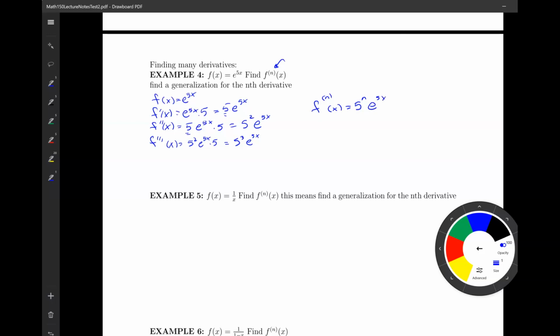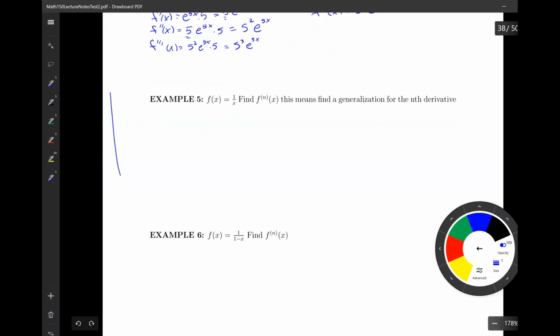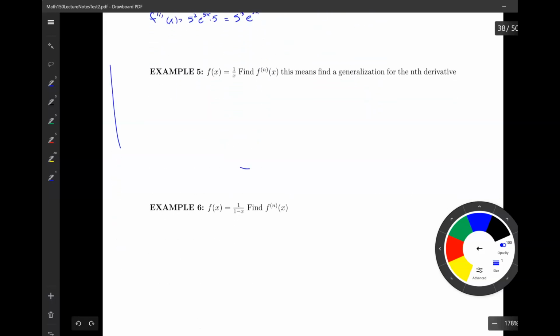All right, so let's try one that's a little more challenging. Okay, here we go. So this function here, before I go take a derivative, I'm going to rewrite it as x to the negative 1. When I'm taking many derivatives, I'm never going to use quotient rule. I'm going to always rewrite it as powers. All right, so here we go. One derivative: negative x to the negative 2. Two derivatives: the two negatives cancel, so I get a positive x to the negative 3.